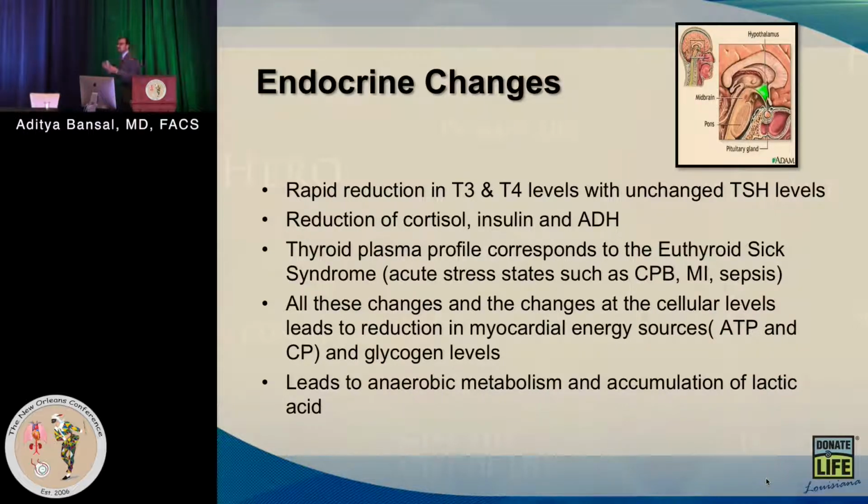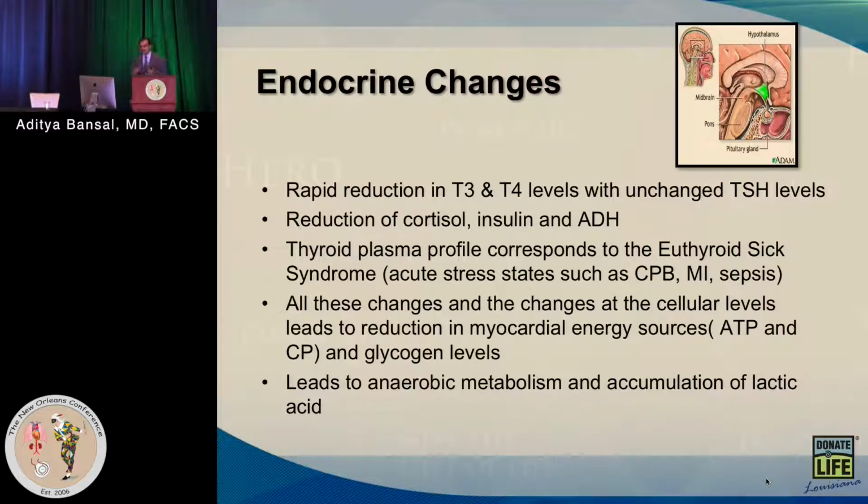Now, the second thing that we're talking about is the disruption of the endocrine system. So, the hypothalamus effects. There is a significant reduction of the T3 and T4 levels with unchanged TSH levels, and a reduction in cortisol levels, ADH levels, and insulin levels. The thyroid plasma profile corresponds to a euthyroid sick syndrome, that is, in an acute stress situation like when patients have an acute MI, are on cardiopulmonary bypass, or have severe sepsis.